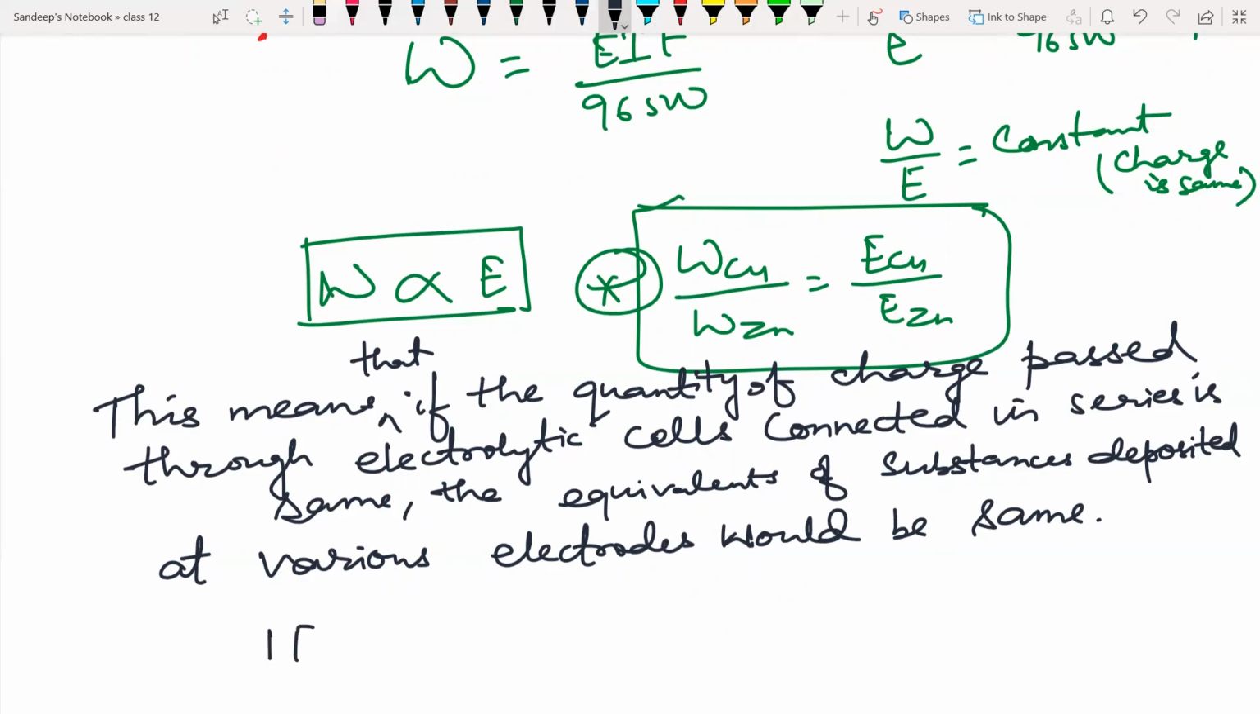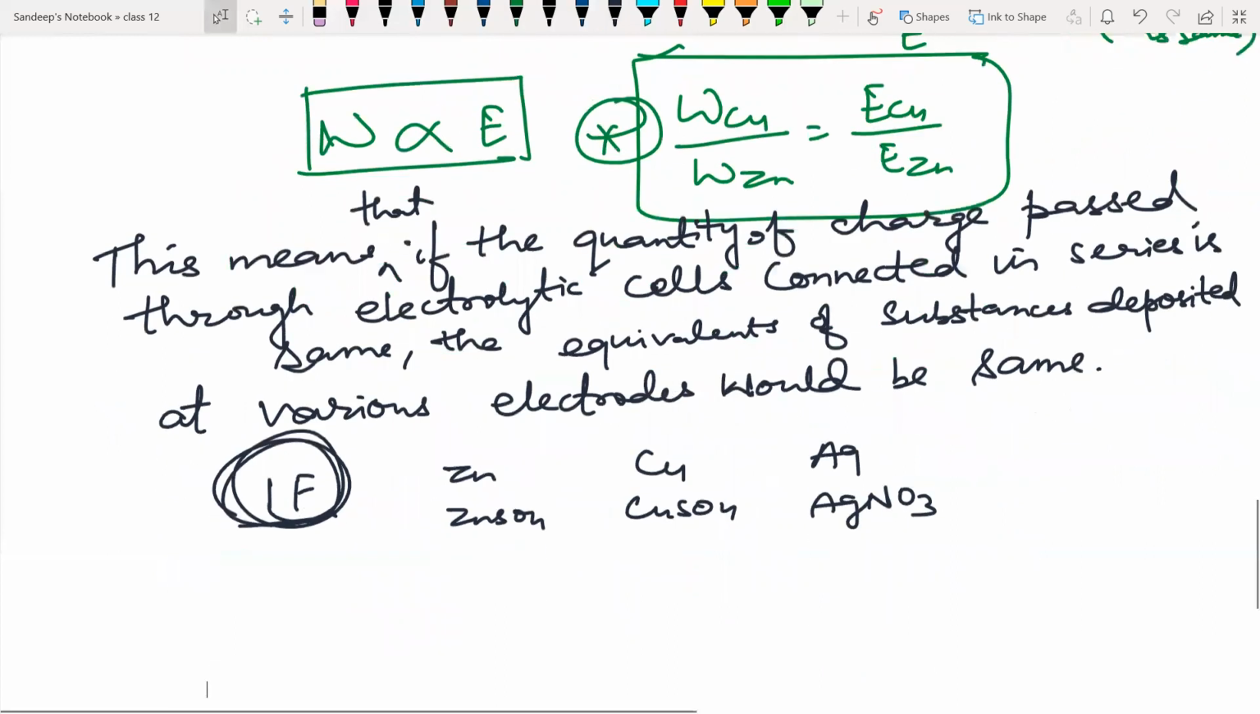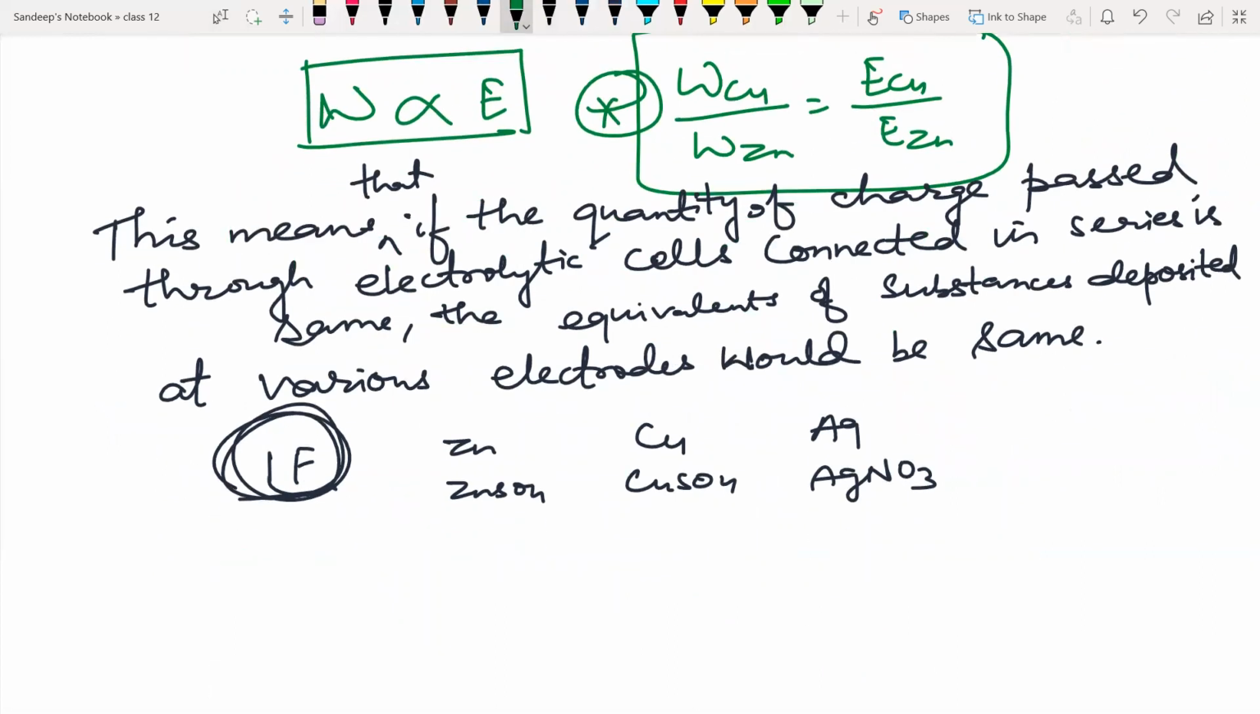Like if suppose one Faraday is passed, suppose it is zinc electrode dipped in zinc sulfate, copper electrode dipped in copper sulfate, silver electrode dipped in silver nitrate, then if same quantity of charge is passed, like one Faraday is passed, then it will deposit one equivalent of a substance. So one equivalent of zinc is 32.5 gram. So it will deposit 32.5 gram if one Faraday is passed. Copper 31.75 gram, silver 108 gram.